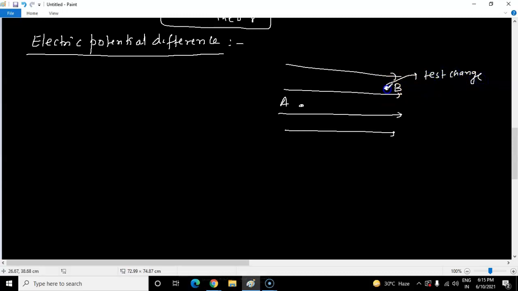So bringing it from B to A, whatever the work done required is not bringing from infinity to any point. Okay, here bringing from two particular points. So whatever the work done required, that is called the electric potential between the two points. So the electric potential, you can write it here.